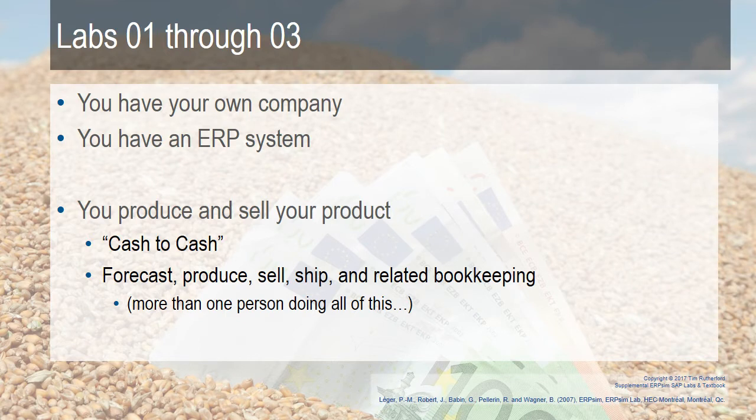What you need to do is produce and sell your product. That's the cash-to-cash part of the cycle. So you're forecasting, producing, selling, shipping, and all the related bookkeeping. And do keep in mind that more than one person would be doing this in an actual organization.